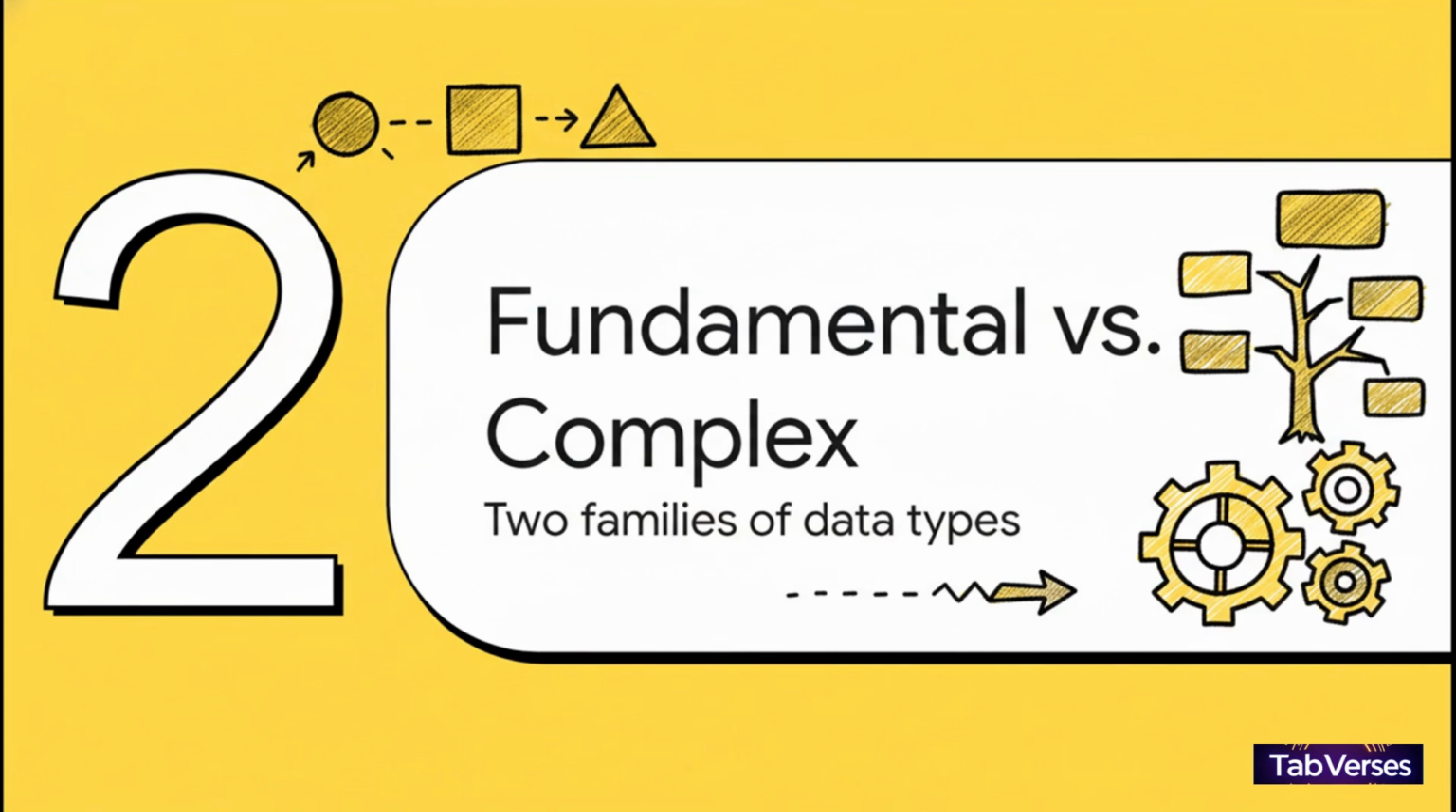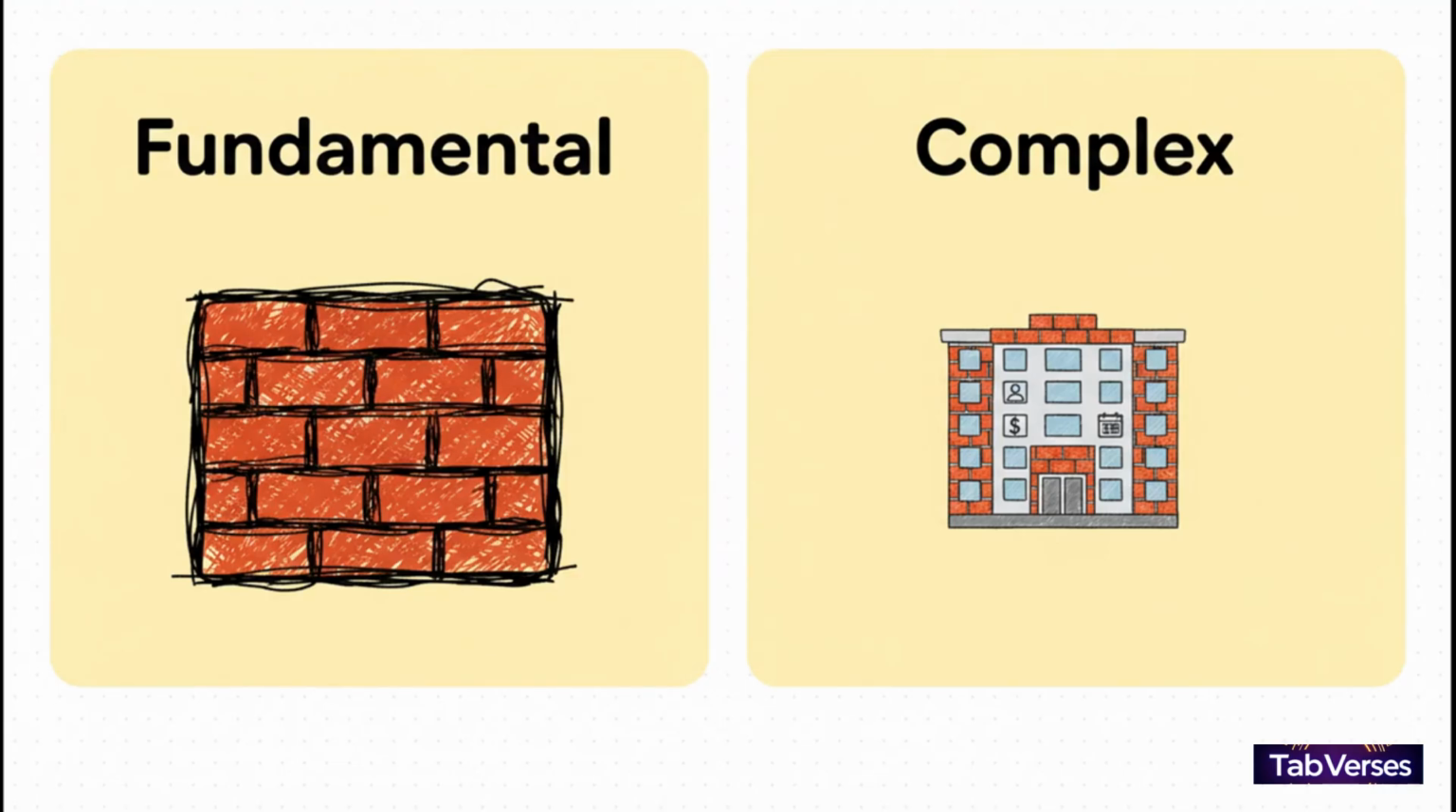You know, in the world of AL, every single data type fits into one of two big families, fundamental and complex. And really, getting the difference between these two is key. So let's take a look at what sets them apart. This right here lays it all out perfectly.